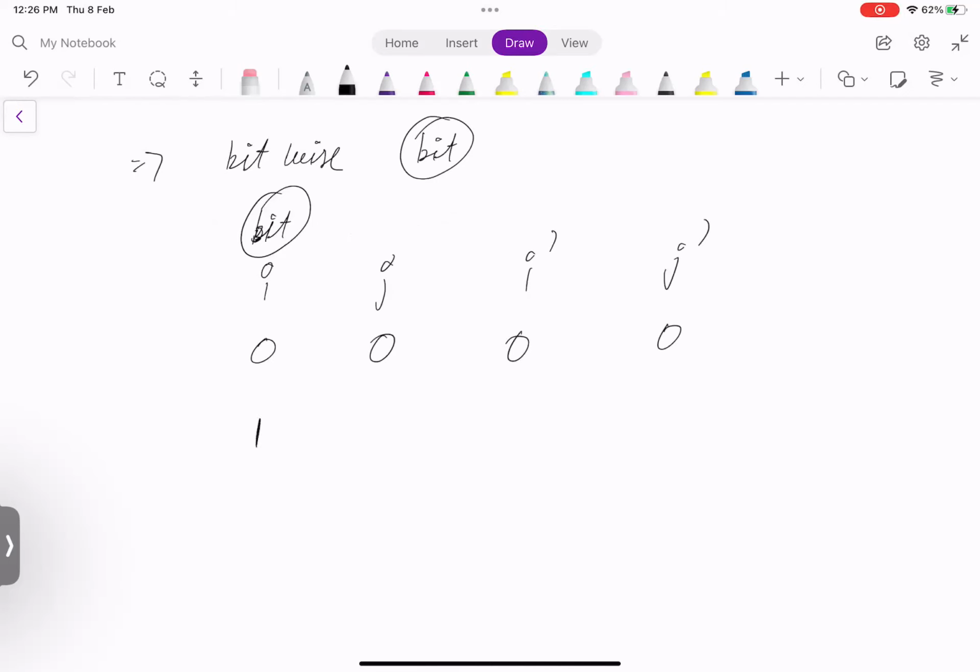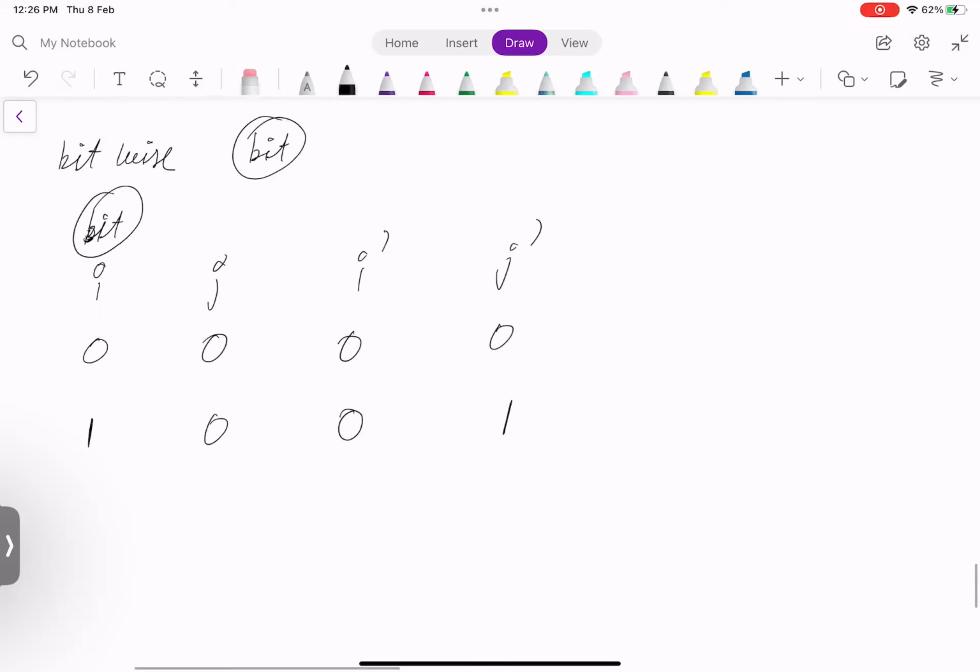If we have 1 and a 0, then after performing the operation in I dash, this will become 0 and this will become 1, right? That is because in x this bit will be present, right? But in I the bit was present. Now in j the bit is not present.